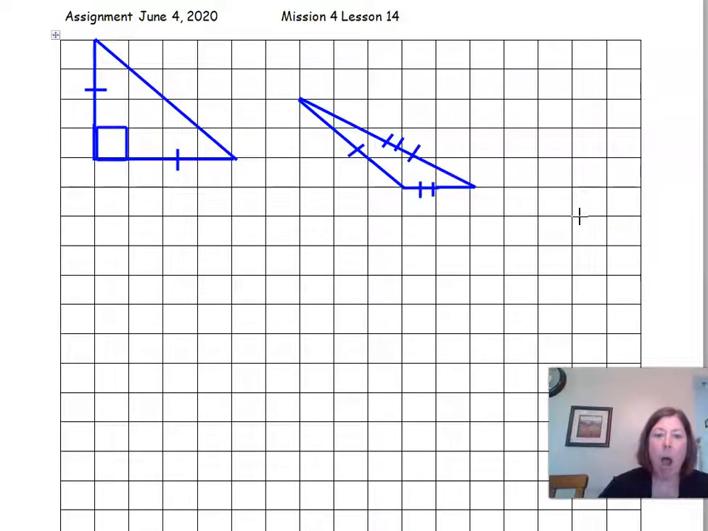So I see my obtuse angle. And I'm going to show my obtuse angle. And I also am showing that it is scalene because each side is a different length.